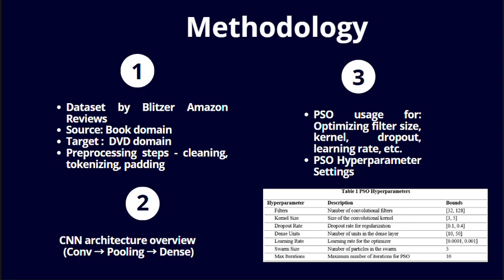For model development, we used a CNN. Convolutional layers extract features by applying filters that detect patterns like edges and textures. Pooling layers help reduce the size of these feature maps, which lowers computation. Then, fully connected layers classify the sentiment using the learned features. The PSO hyperparameter settings used in this study are summarized in Table 1.